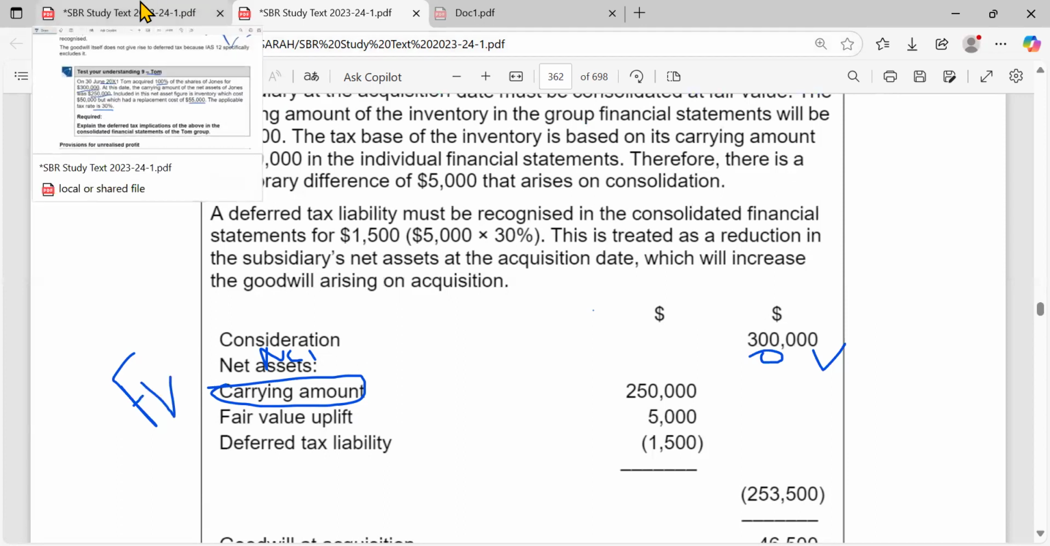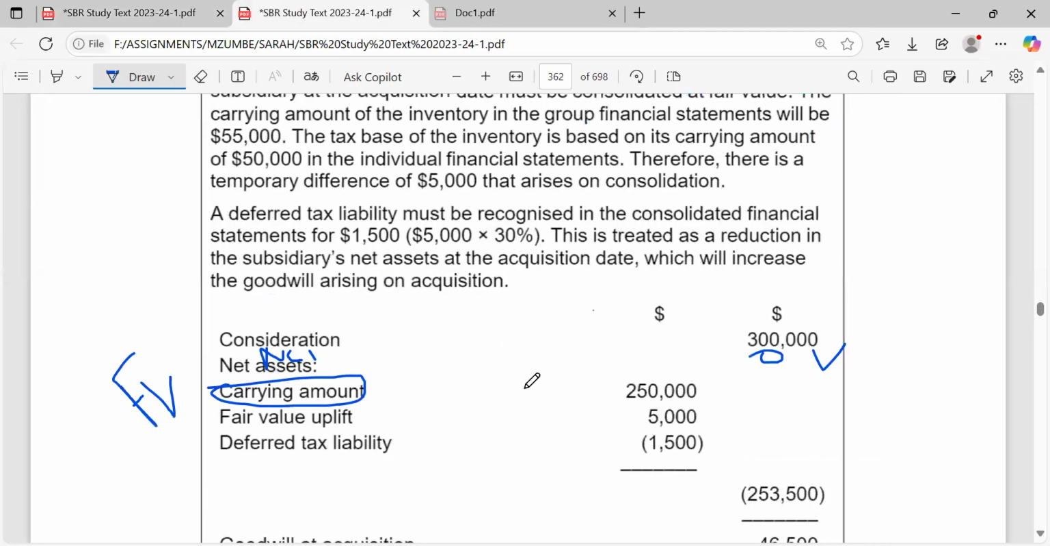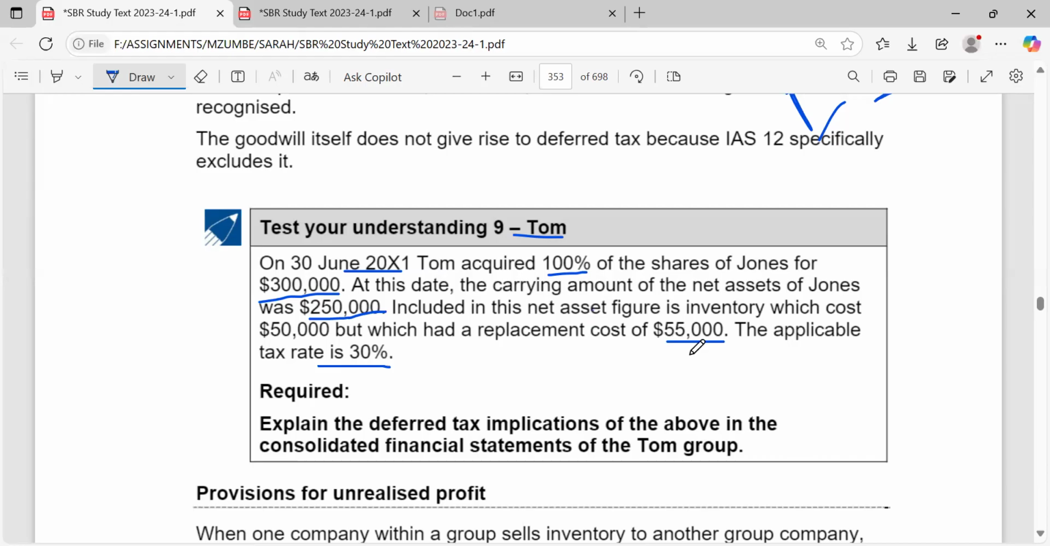You can just take the equity in the statement of financial position, and equity means assets minus liabilities. So you make adjustment for assets and liabilities. For our case here, we are told that the net assets were 250. So you have the carrying amount of net assets, and then you adjust. If assets are increasing, you increase it. If assets are decreasing, you decrease it. If liabilities increase, they would lower the net assets. If liabilities decrease, they would increase the net assets.